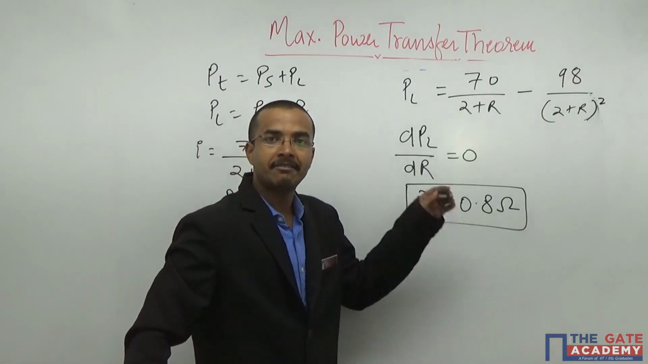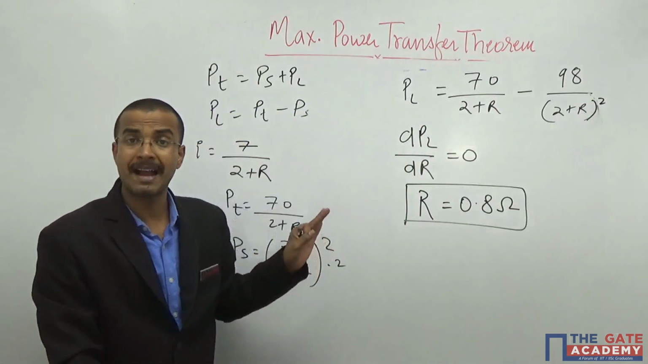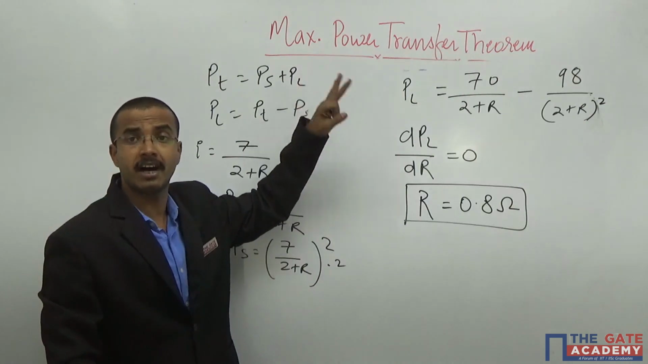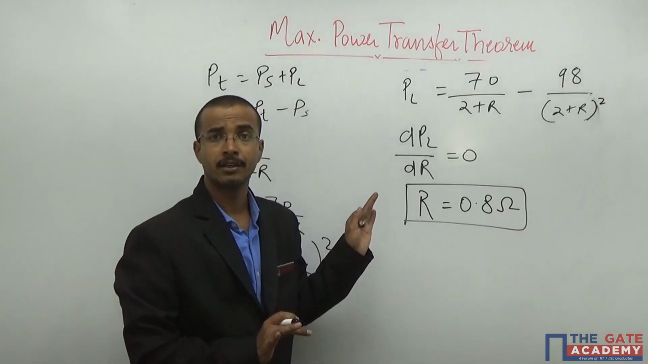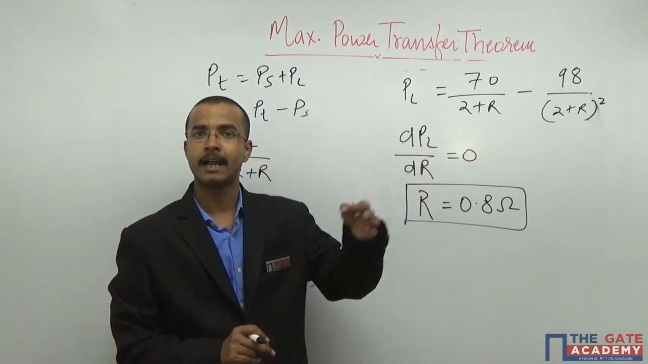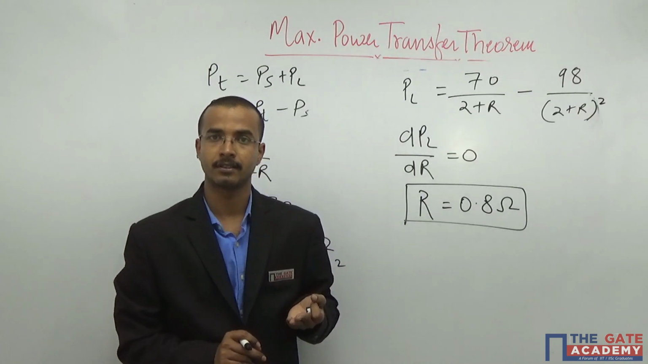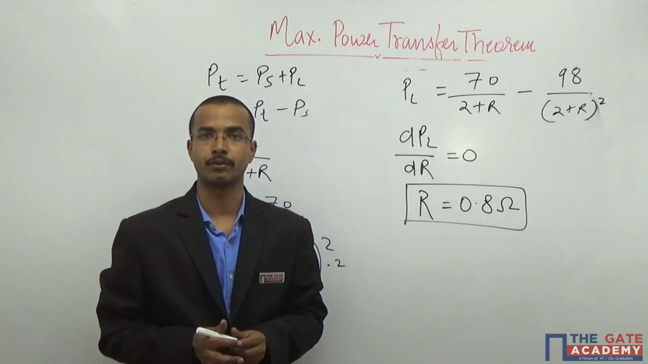And I have discussed only the special cases of the maximum power transfer theorem which they have asked in the GATE exam, and for all the remaining questions of DC, that formula is valid: RL is equal to RTH and maximum power is VTH square upon 4 RTH. And I have discussed only the exclusive questions of the maximum power transfer theorem here.